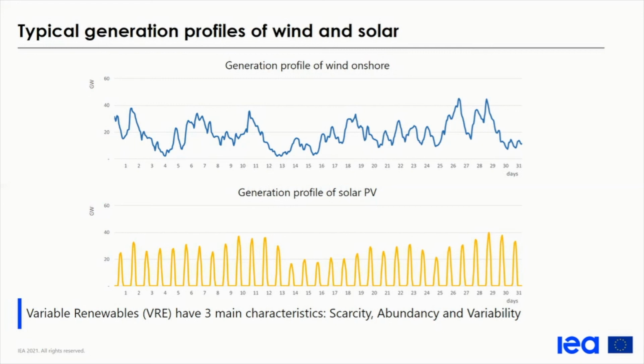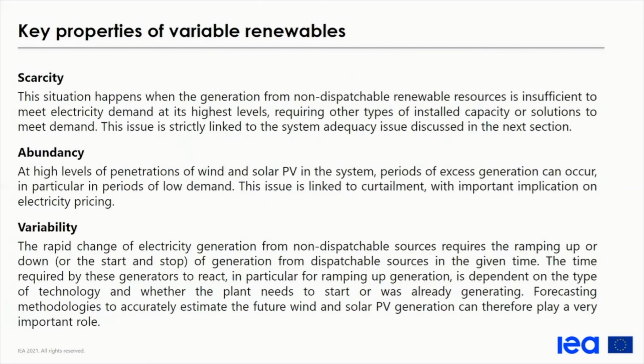So this variation can lead to several consequences that can be summarized with 3 main characteristics: scarcity, abundancy, and variability. Scarcity is the situation that happens when these non-dispatchable renewables, these variable renewables, do not provide enough generation to cover demand. So this requires other types of plant units to ramp up to meet demand.